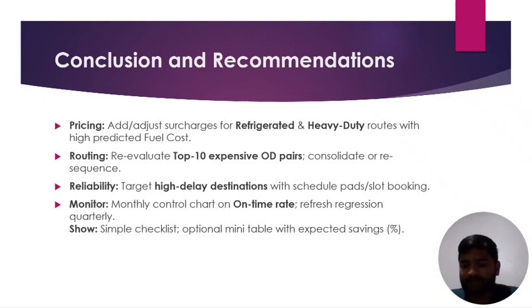The third one is reliability. Consider implementing slot booking or extending schedules to address high delay locations in order to enhance on-time performance. And the last one is monitoring. To maintain ongoing accuracy, use a monthly control chart to monitor the on-time rate and update the regression model every 3 months.